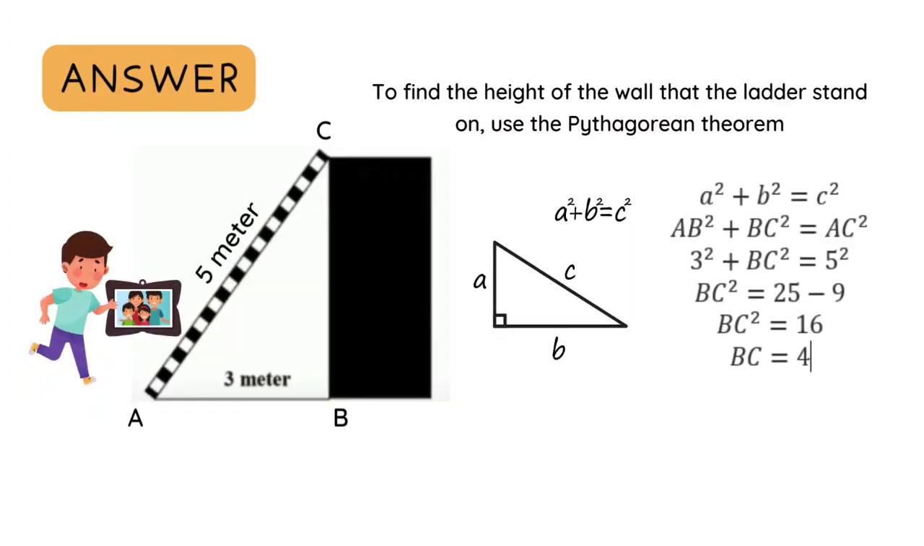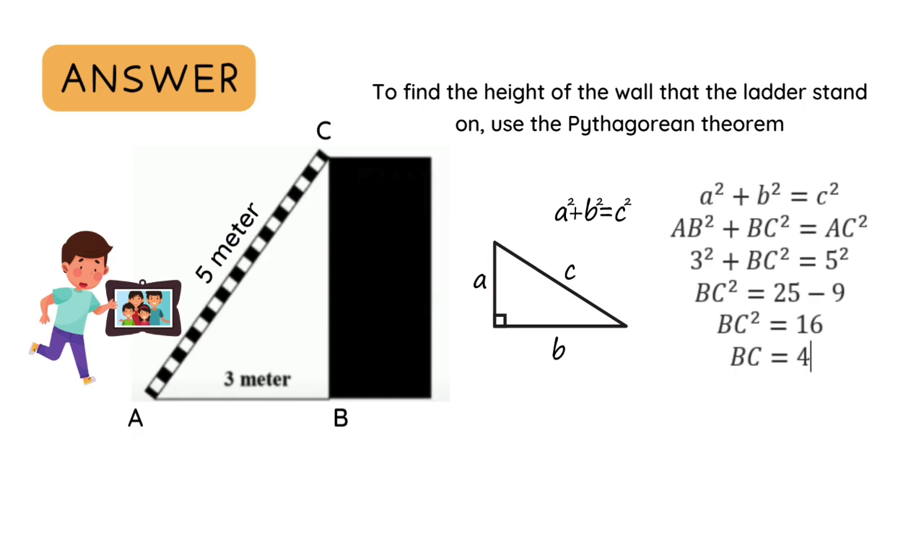We will find the gradient of the ladder that Chan will use. First of all, we will complete the information of the illustration. From the illustration, there is no information related to the height of the wall that the ladder stands on. To find the height of the wall that the ladder stands on, use the Pythagorean theorem.